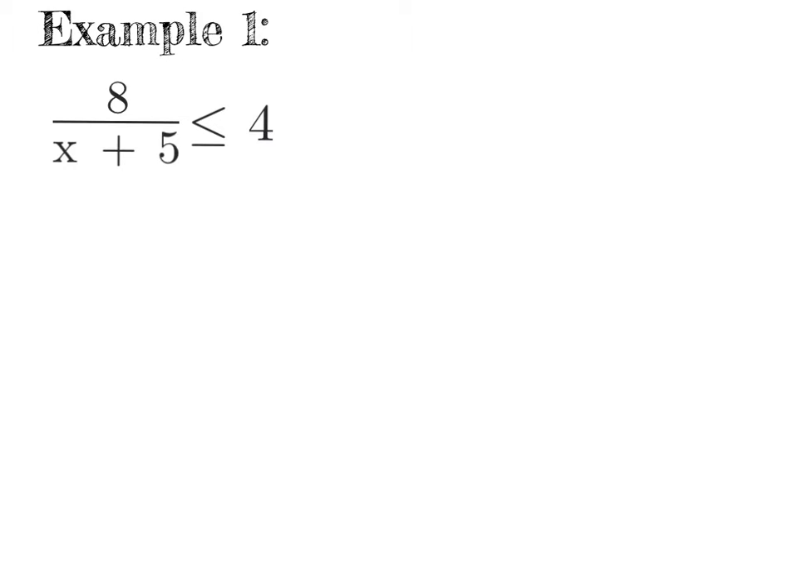In this video, we're going to learn how to solve rational inequalities. So in our first example, 8 over x plus 5 is less than or equal to 4. We're going to solve this inequality just like we've been doing for our rational equations, where our first step is to find our LCD. Our LCD is going to be x plus 5. So we multiply our LCD by everything in our inequality.